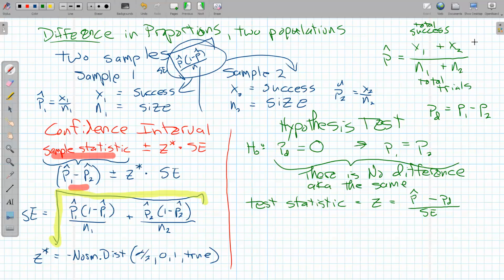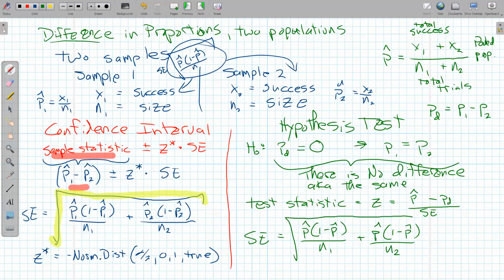This is called the pooled proportion. And that's what we use to get the standard error also. So the standard error for a hypothesis test is that pooled P times 1 minus it over the first sample size plus that pooled P times 1 minus it over the other sample size, all inside the square root. So we're going to try to do both of these on some data. Let's do it.